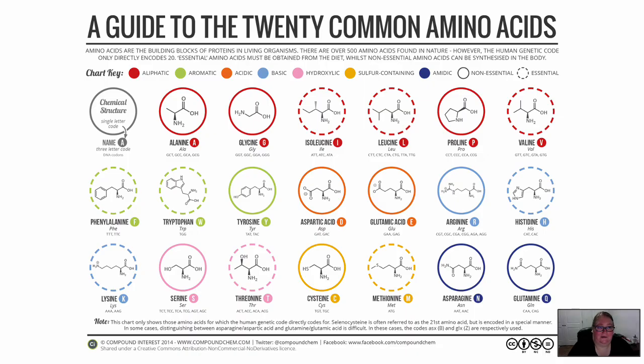Okay, so we have 20 different amino acids. This is a great chart. And no, you do not have to memorize it like you had to do in Biology 201. So you can kind of just see as we go through here the different R groups or side chains that our amino acid can have.